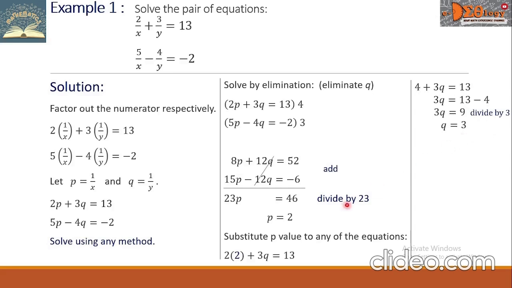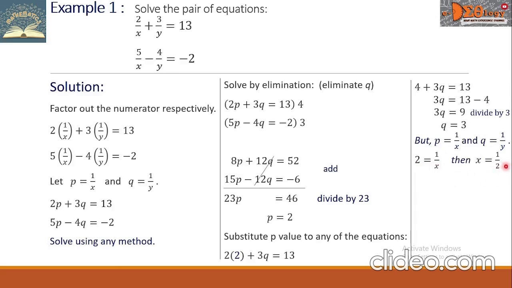We have now the values of p and q coming from these equations. But our original problem is here. Remember that we set p equals 1 over x and q equals 1 over y. Let us now solve for x and y respectively. Let's begin with p equals 1 over x. We substitute the value of p here, then we will solve for x. P is 2, so we have 2 equals 1 over x. When we cross multiply, the value of x is 1/2.